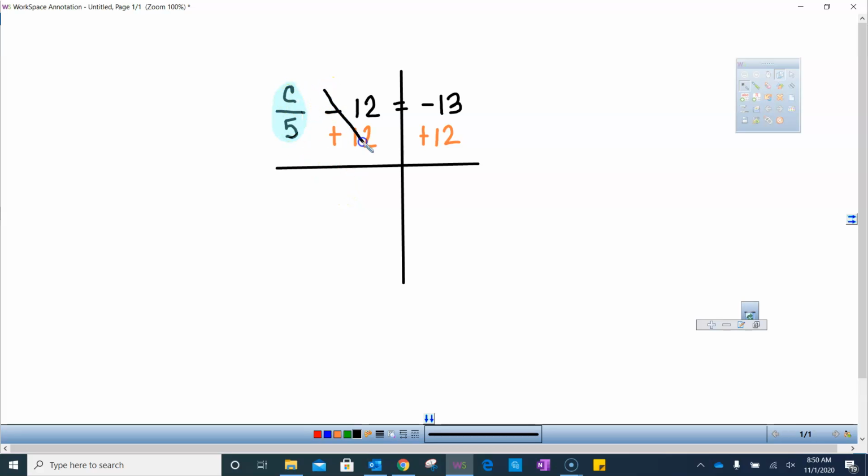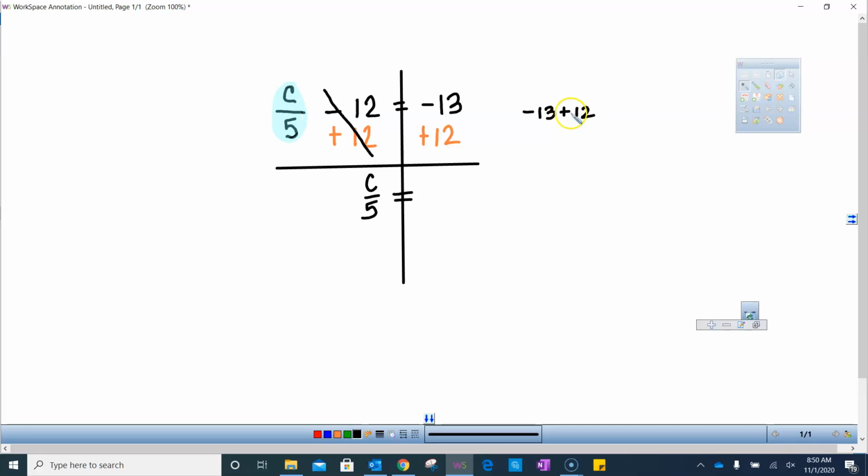On this side, the negative 12 and the positive 12 cancel, that's 0. And I'm left with C over 5. So I'm a little closer to getting C isolated. On this side, I'm going to write it horizontally so I can see what's happening off to the side so I don't make sign errors.